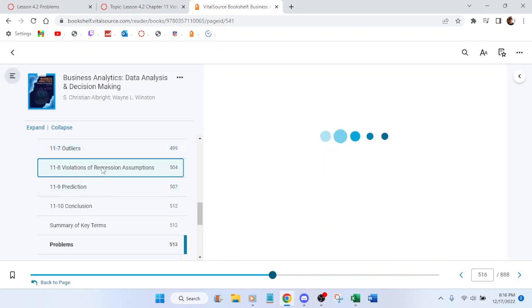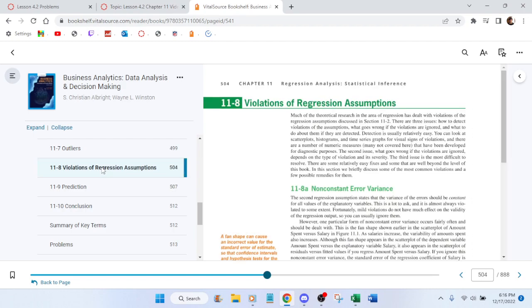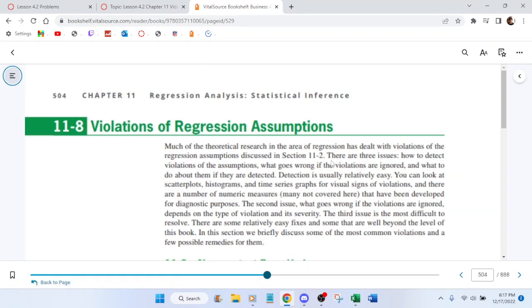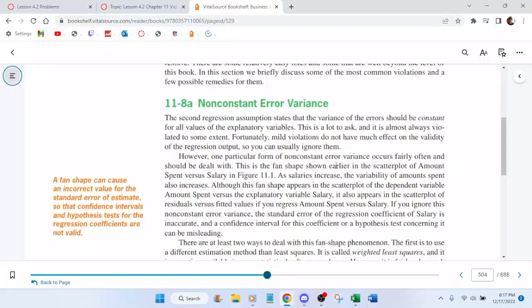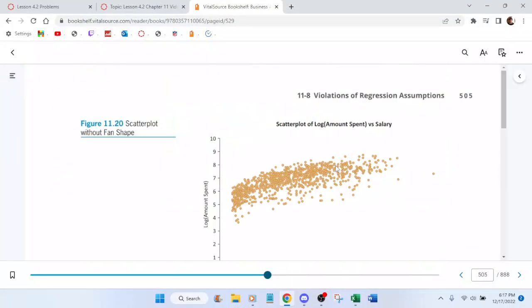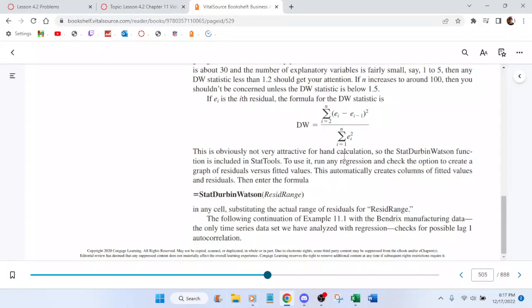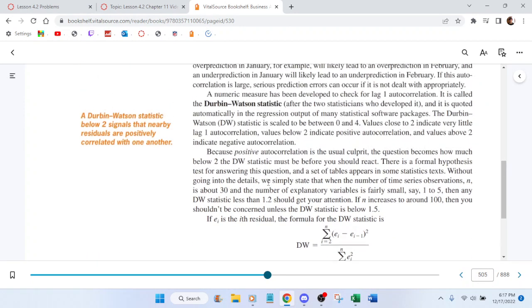It's got to be here, right? Autocorrelation in this part right here. Non-constant error variance. Trying to look. Oh, here's this.